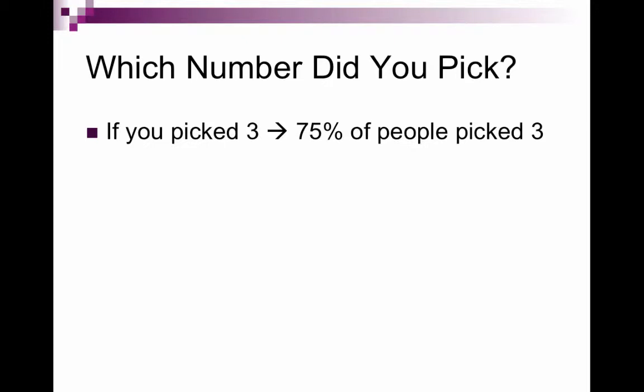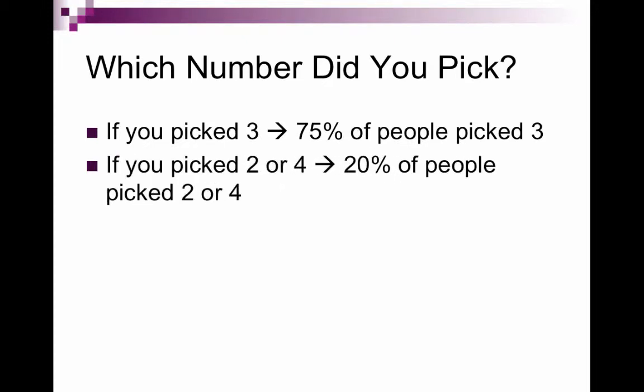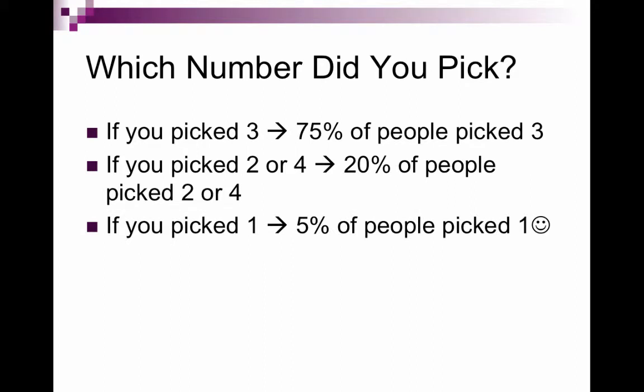If you picked the number 3, 75% of people would have picked 3. If you picked 2 or 4, 20% of people picked 2 or 4. And if you picked number 1, you are one of only 5% of people that would have picked the number 1. We'll talk about this in class tomorrow to see what everybody actually did, but it will break down that the majority of you would have picked 3, followed by 2 or 4, followed by the number 1. When I did it for the very first time, I picked the number 3.